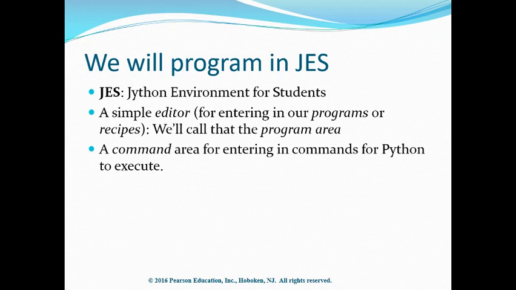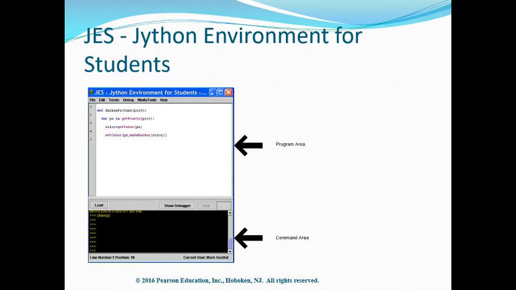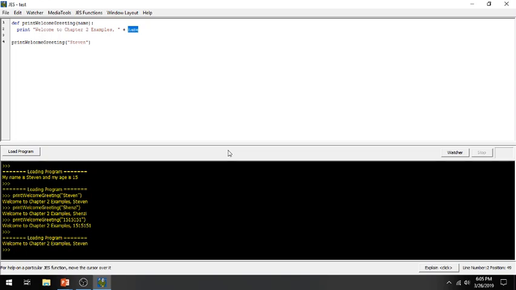So we're going to be programming in JES like you've seen me using. It's a simple editor for entering in our programs or recipes. We'll call that the program area. The command area is for entering in commands for Python to execute. So here's an example of what this looks like, and you can see based on what I had, it's the same thing.